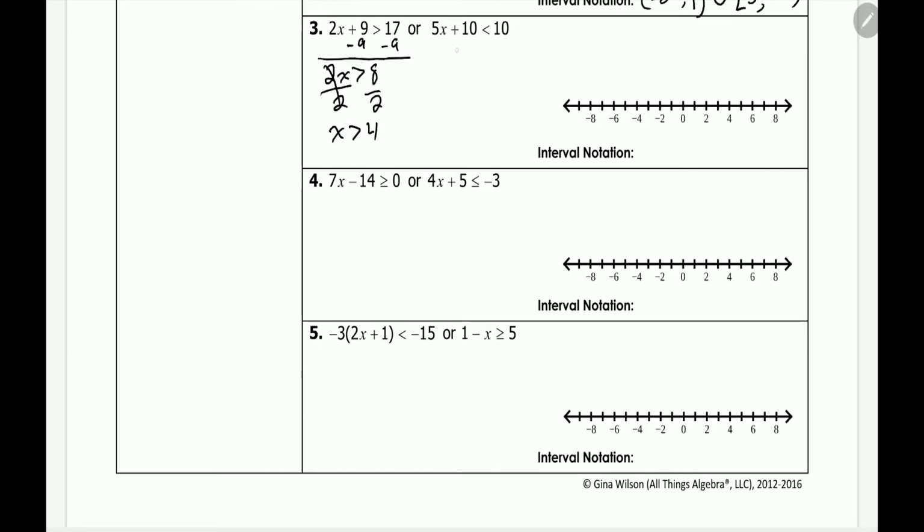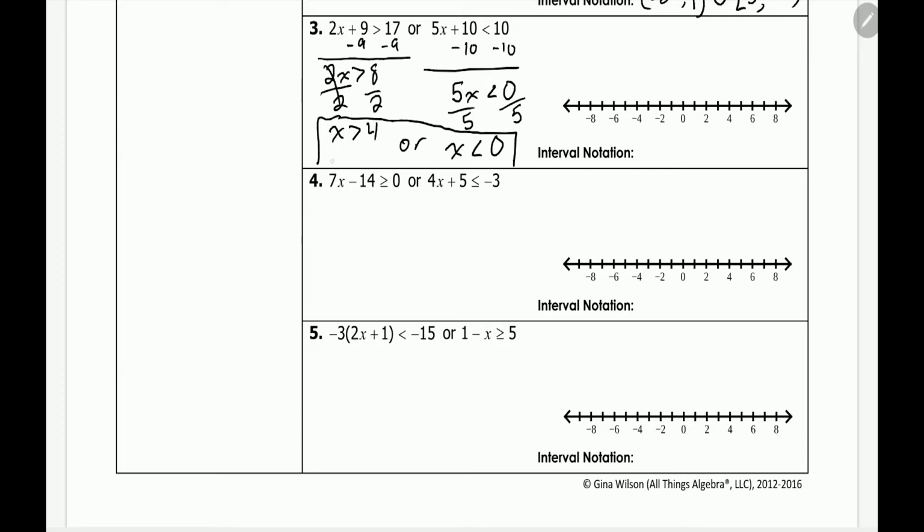Now for this one, we're going to subtract 10 from both sides. That leaves us with 5x is less than 0. Divide by 5. That leaves us with x is less than 0. So we have these two things.